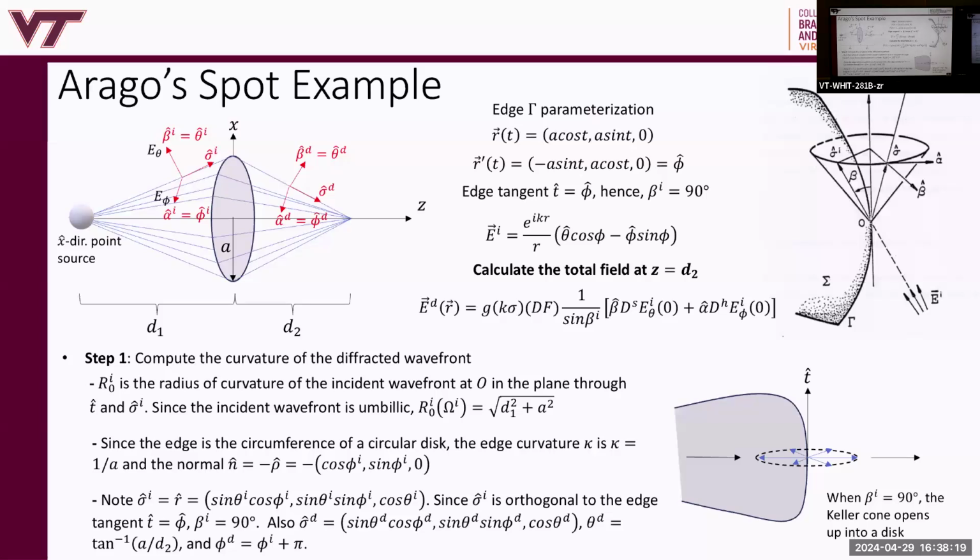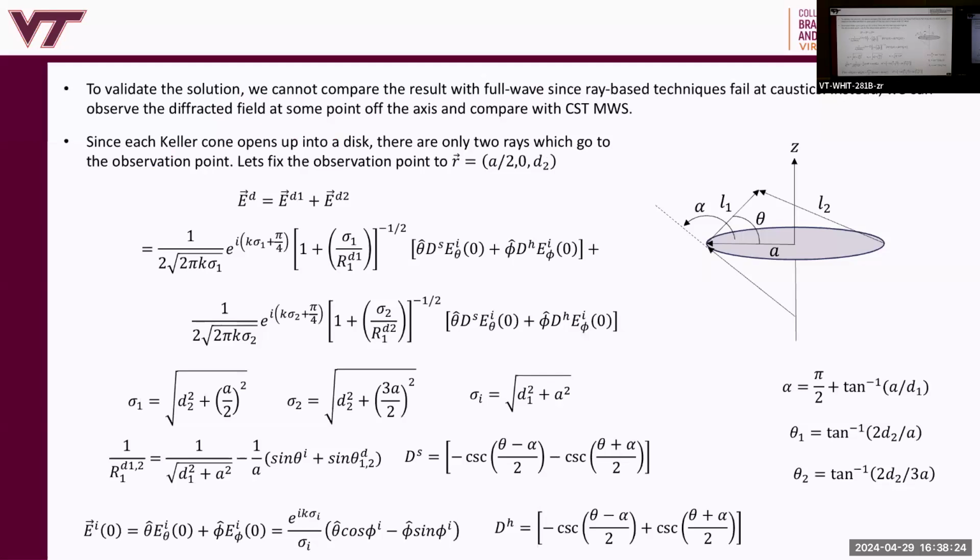But to circumvent that problem, what I've said here is to validate the solution, we cannot compare the result with full wave since ray-based techniques fail at caustics. Instead, we can observe the diffracted field at some point off the axis and compare with CST. So here, instead of observing here, we're going to observe here instead, right? So instead of here at D2, this distance is D2, we're going to observe at a over 2, 0 and D2. At that point, it's not a caustic, right?